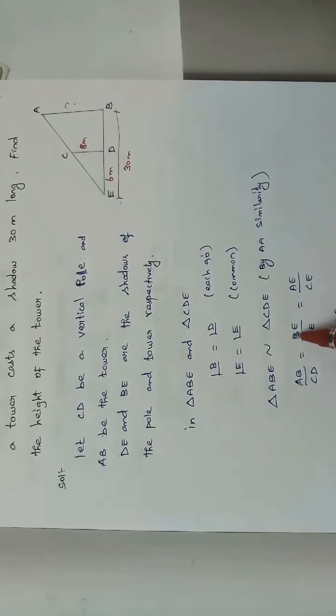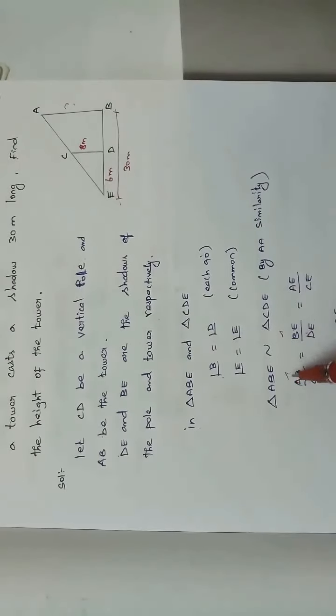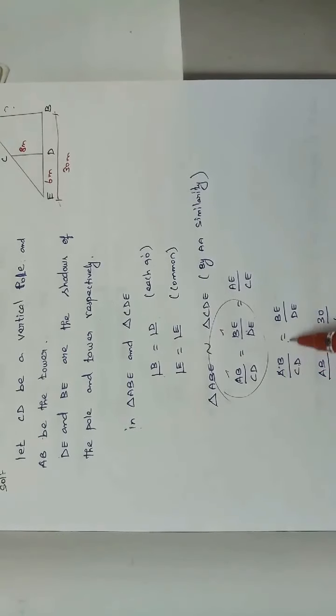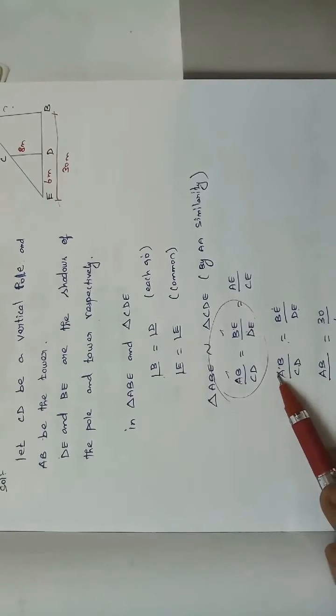So ED by B, this one we need, and the next one is CD by AB. These two alone you choose, right? So AB by CD is equal to B by D. We know that AB only we want to find, so keep it as it is.